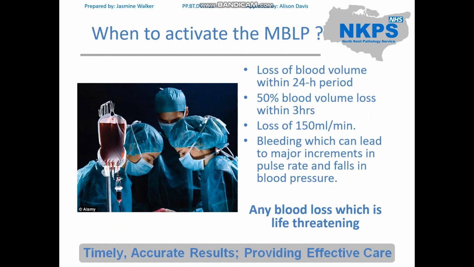When is the massive blood loss protocol activated? It can be activated based on different guidelines. So it's normally the loss of total blood volume within a 24-hour period, 50% blood volume loss within 3 hours, a loss of 150 mL per minute, or bleeding which can lead to major increments in pulse rate and falls in blood pressure. To summarise, it's basically any blood loss which is life-threatening.